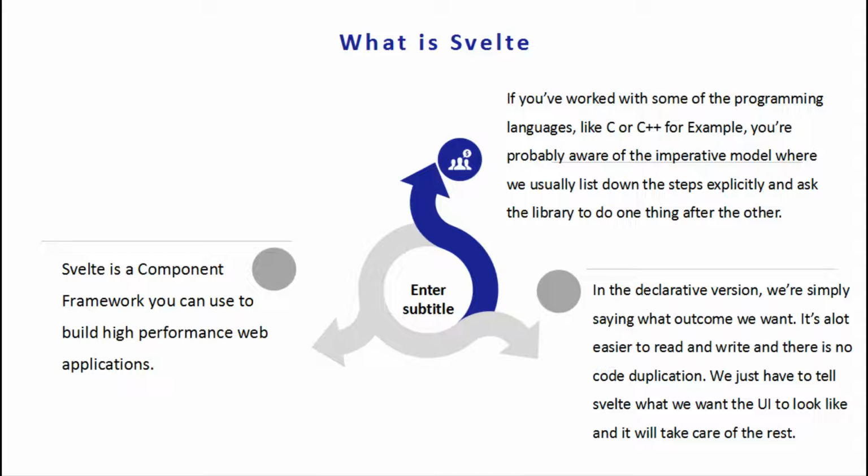But what do we mean by declarative? Okay, if you have worked with some programming languages like C or C++, for example, you are probably aware of the imperative programming model, where we usually list down the steps explicitly and ask the library to do one thing after the other. In the declarative version, though, we are simply saying what outcome we want. We just have to tell Svelte what we want the UI to look like and it will take care of the rest. It's a lot easier to read and write and there's no code duplication.